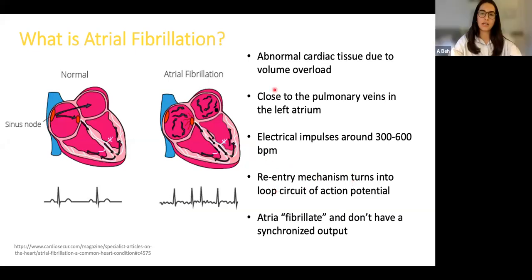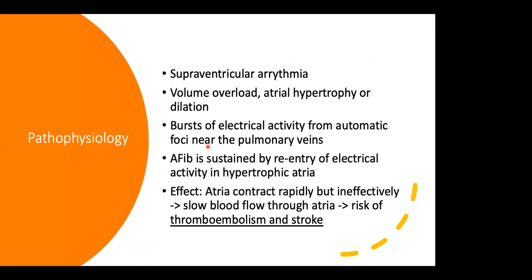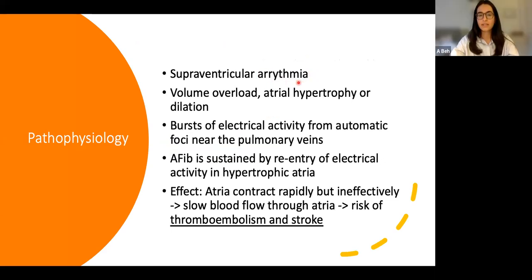Okay, now onto the pathophysiology. So atrial fibrillation is an arrhythmia that comes from above the ventricle. So this is why it's called supraventricular arrhythmia. And those abnormal cells that usually start in the left atrium are due to volume overload. So anything that stretches the left atrium of the heart, that makes it bigger, can trigger these abnormal cells.